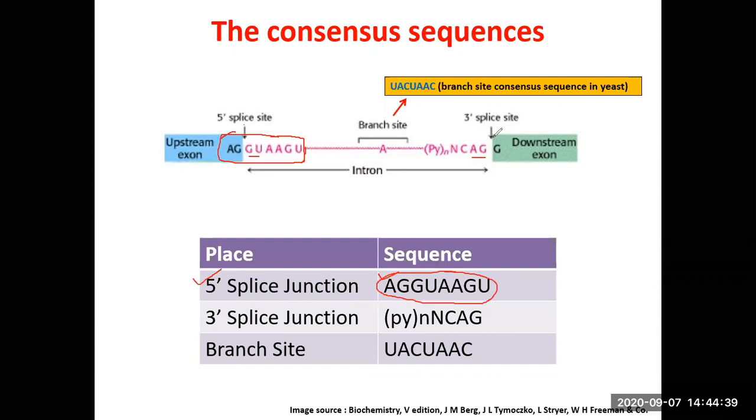Similarly, at the 3' splice junction, you have this consensus sequence. The intron ends with AG, but the consensus sequence gets into the downstream exon also. So what is the consensus sequence? The sequence is pyrimidine repeated n times, typically about 10 times, where n is equal to 10 here, followed by N, meaning any nucleotide, then C, A, and G.